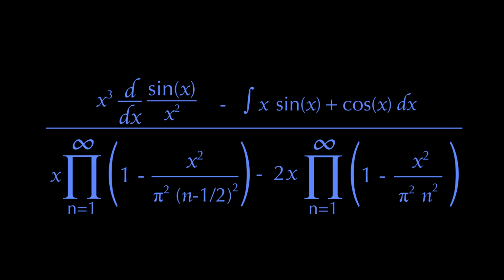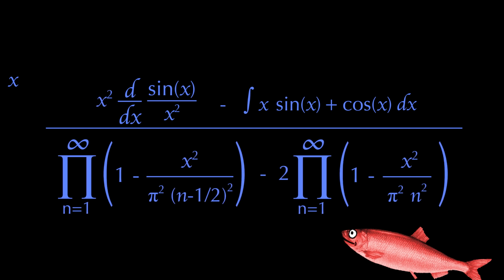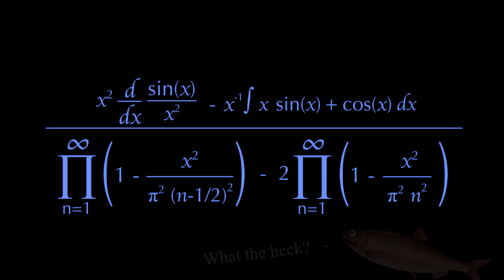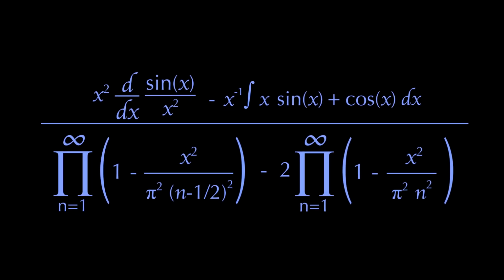I also decided to factor out these x's. I'd rather put them up here. This reduces this one into x squared. And for the other, I just snuck this one here and gave it a power of negative 1. And here we are, an impressive evil looking equation.